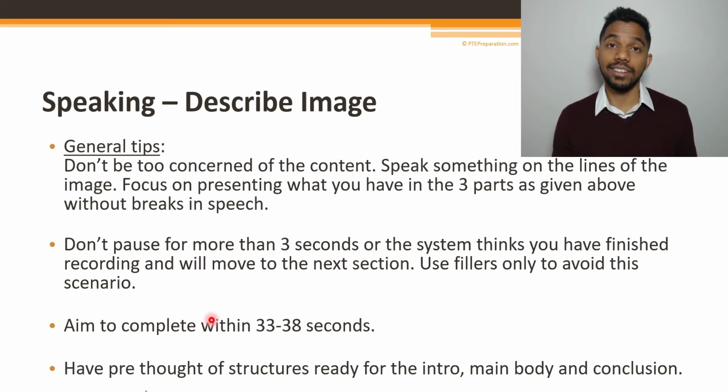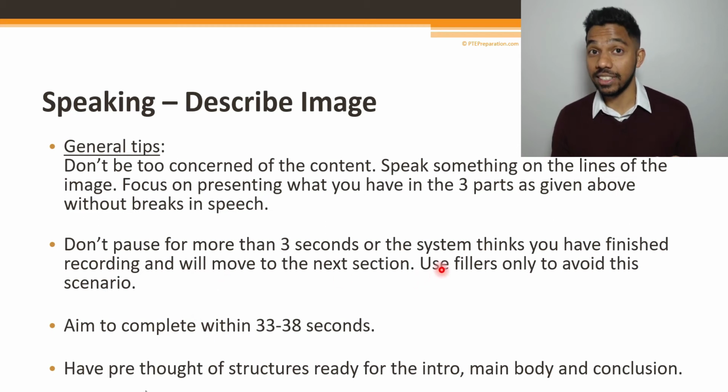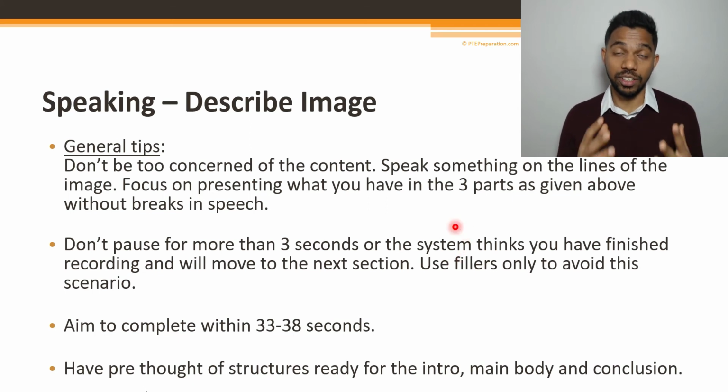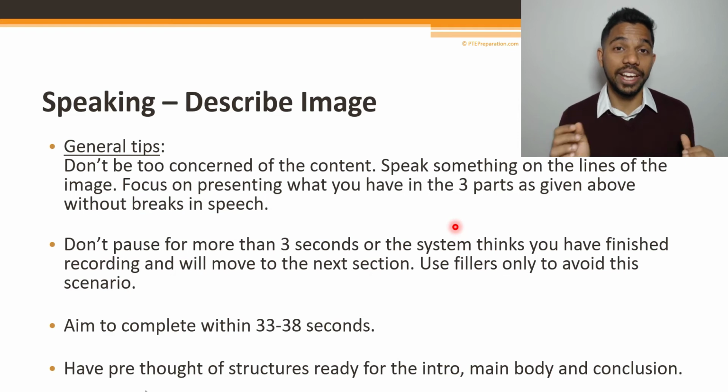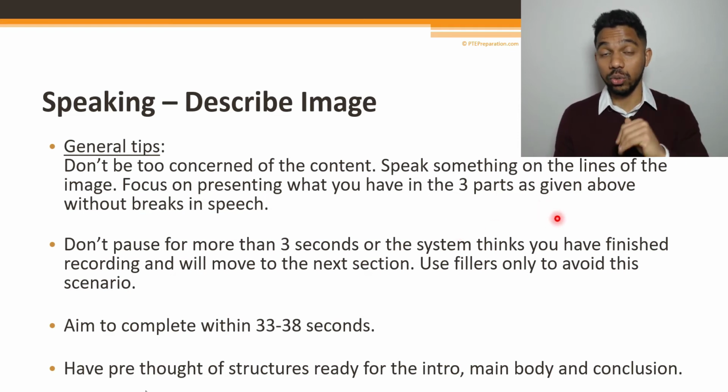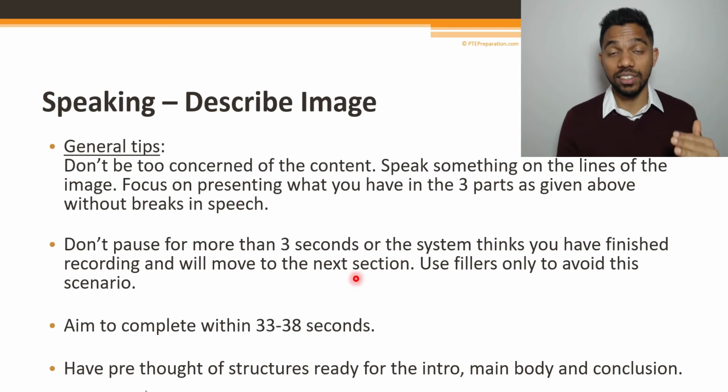Obviously, if you practice this enough, this will not be a problem. But in case you do find yourself getting stuck, you just use a filler such as "or" just to ensure that the system detects that, okay, you're still speaking. But you don't want to get into this position in the first place, because every time you do that, your scores go down. But this is just a worst case scenario where you can use this approach.